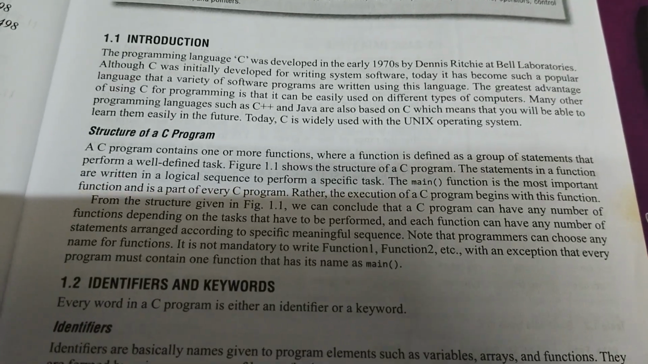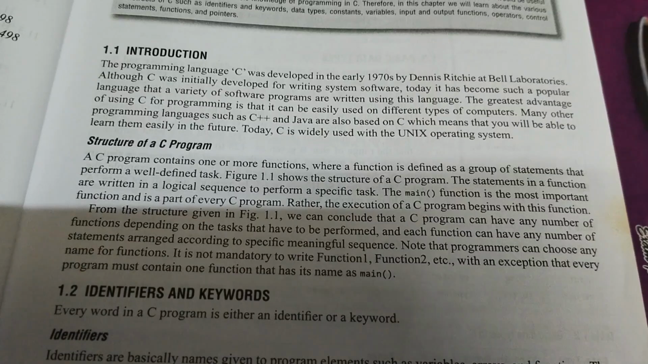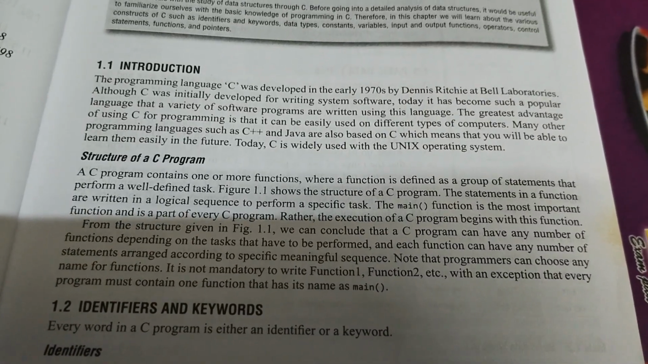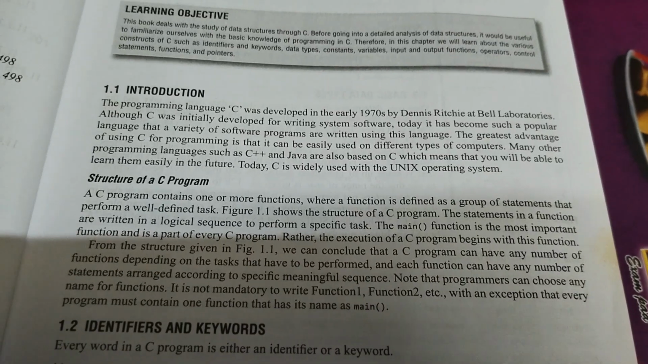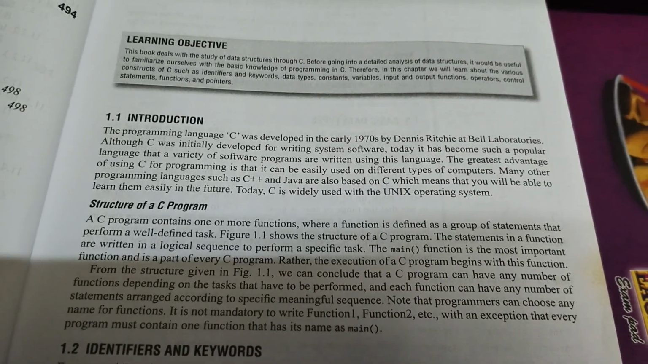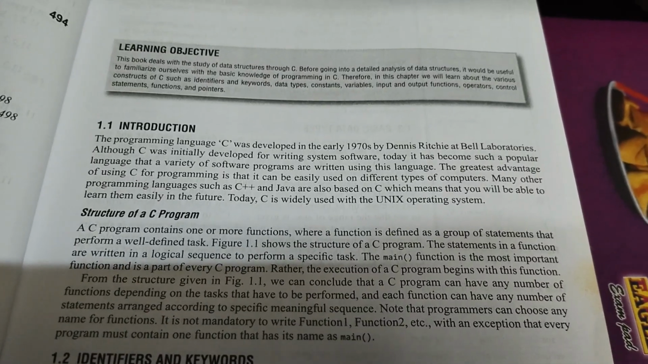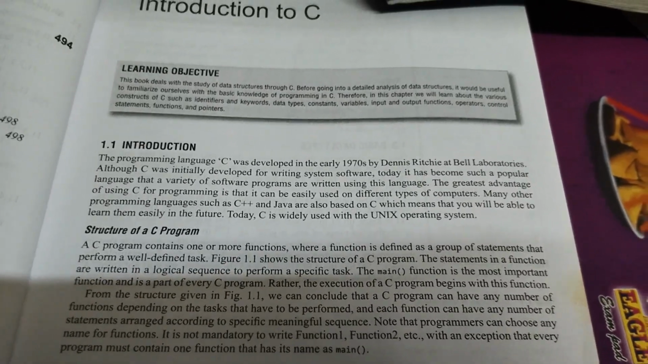From the structure given, we can conclude that a C program can have any number of functions depending on the tasks that have to be performed, and each function can have any number of statements. Note that programmers can choose any name for functions, as it is not mandatory to write function 1, function 2, etc., with the exception that every program must contain one function that has its name as main.